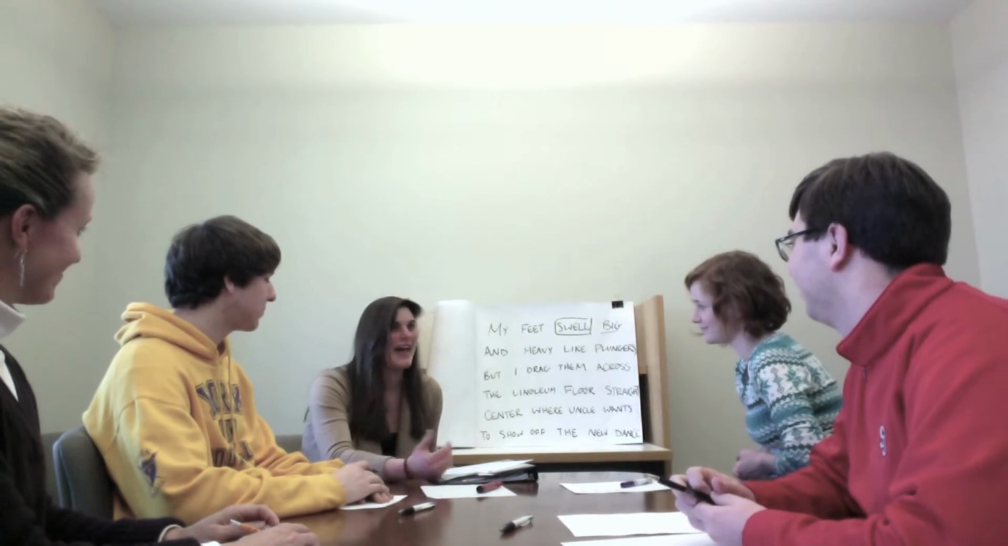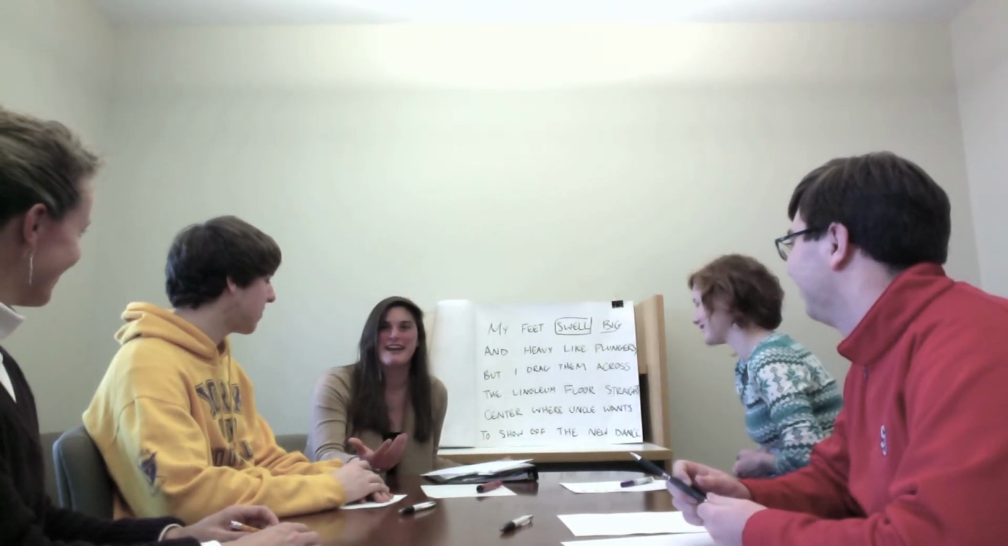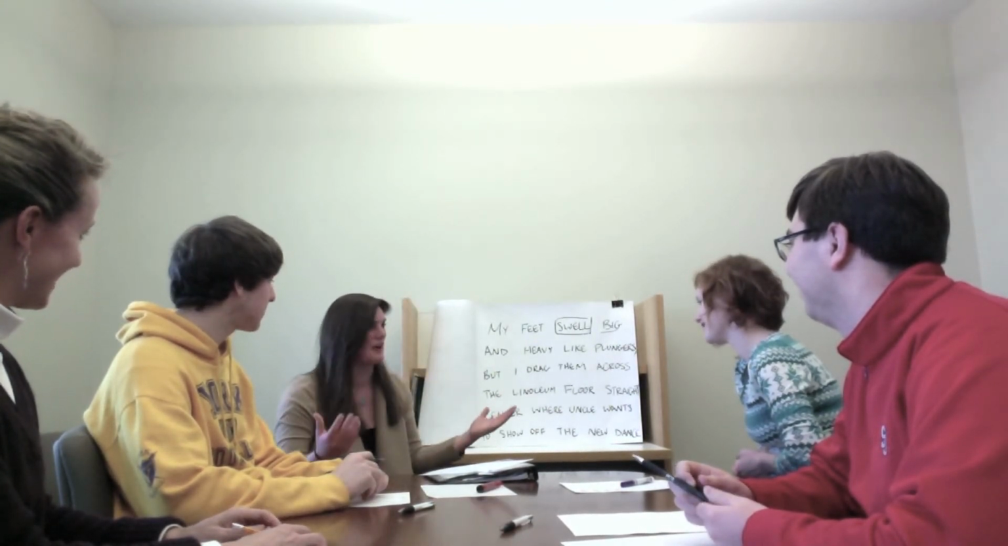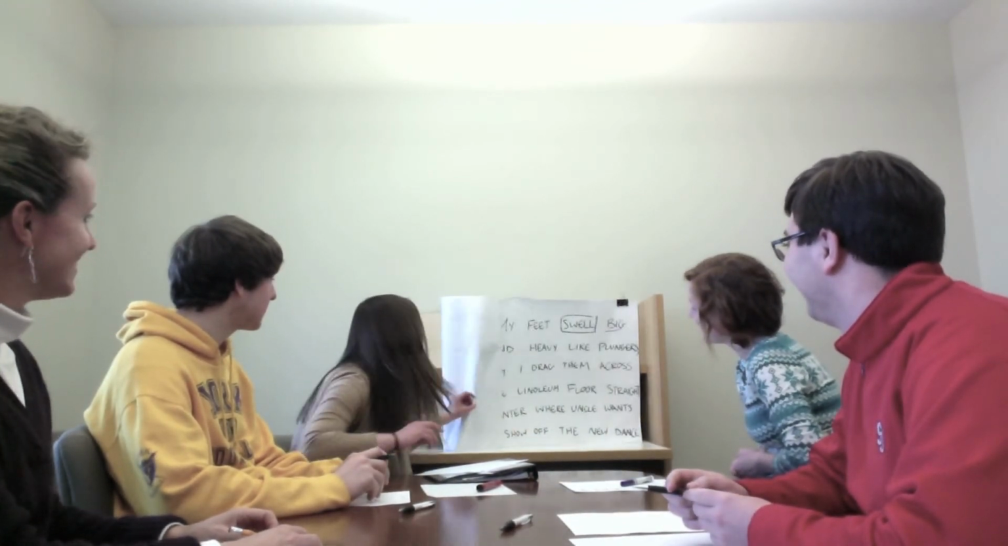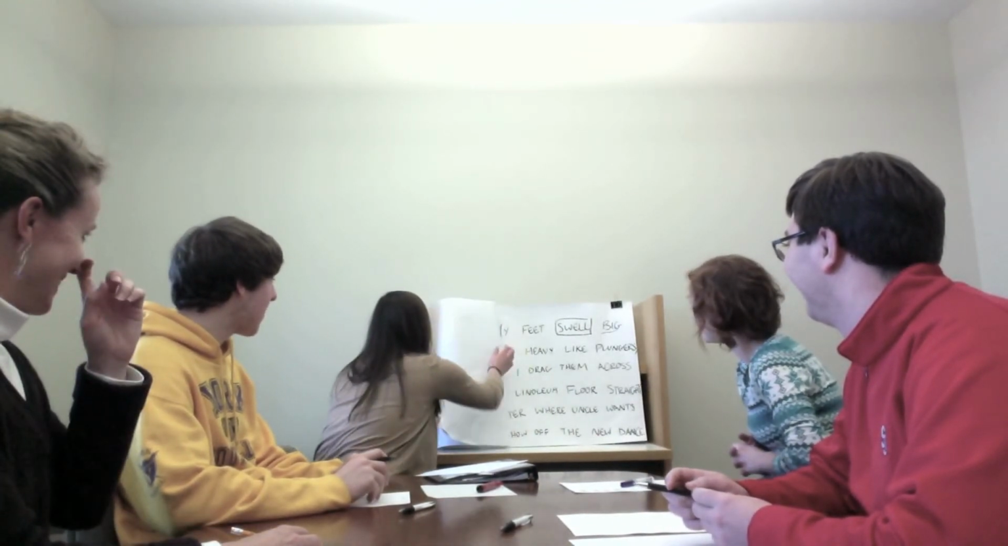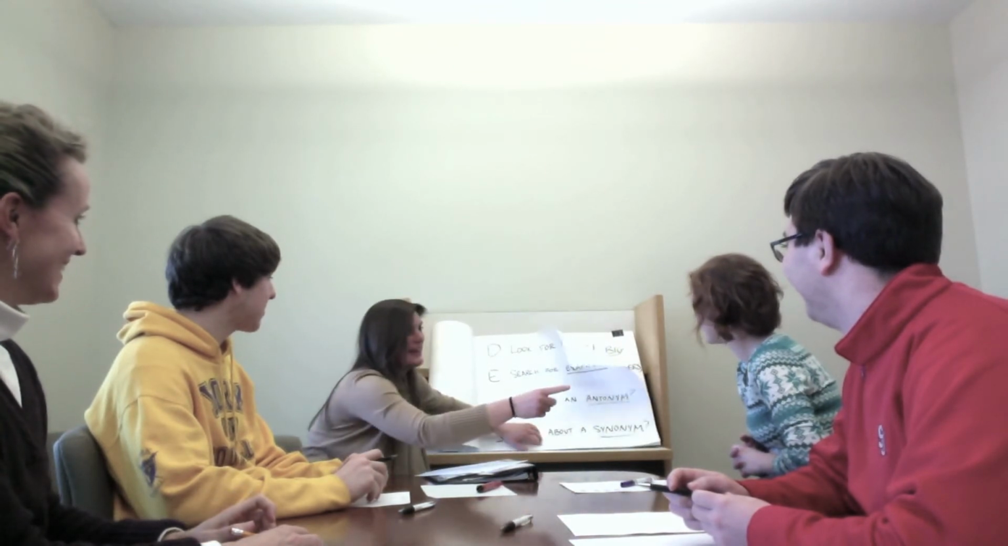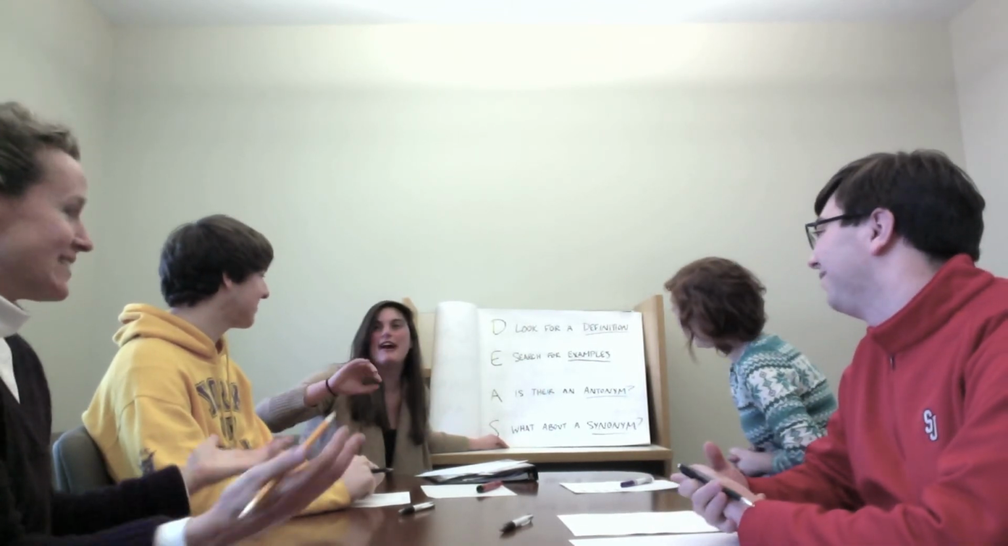So, hey, just think when you've been getting down about all this tough vocab, you could have been using D, E, A, S. D is for look for a definition. E is for search for examples. A is for is there an antonym? S is for what about a synonym?